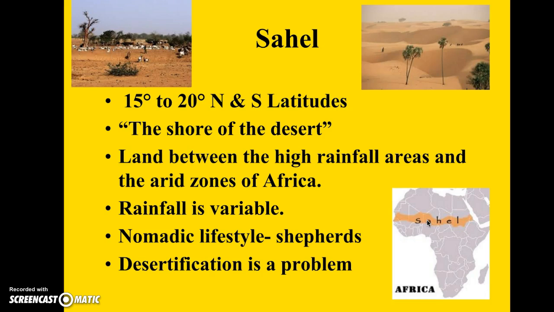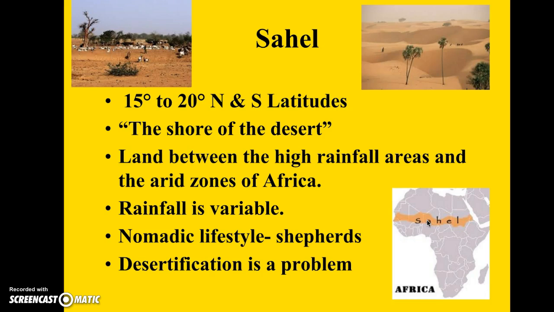And one of the things that is really a problem in the Sahel is this idea of desertification. And desertification is simply a growing desert, meaning the desert is growing outside of its boundaries. And since the Sahel is the shore of the desert, it's going to continue to grow outside of its boundaries. And the problem is that as the desert grows, it expands.